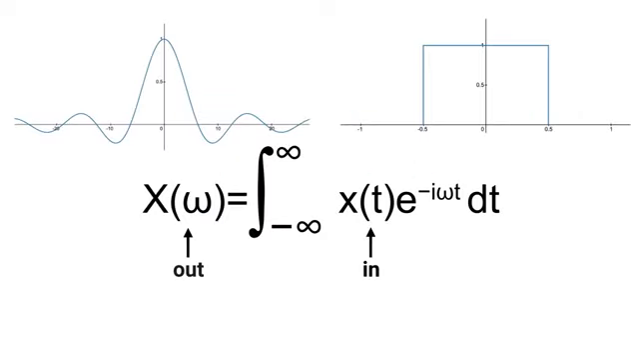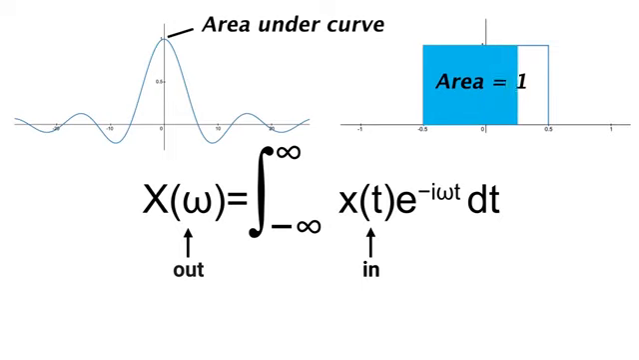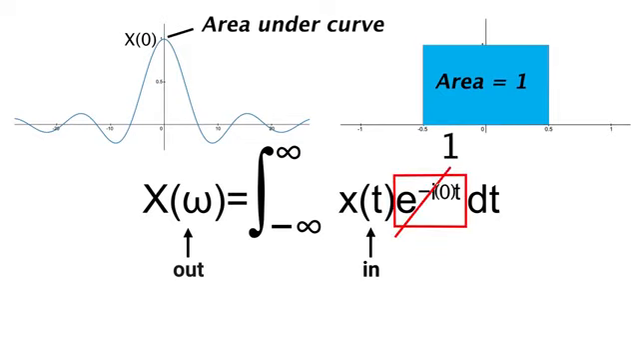One thing to note is that the y-intercept of the Fourier transform is the area under the curve of the original. Remember, this is the output when omega equals 0. And when omega equals 0, then this term goes to 1, and we have just the integral of the original function, aka the area under the curve.